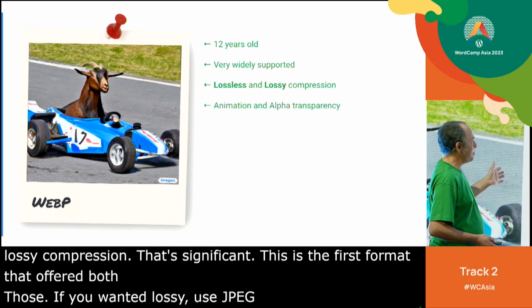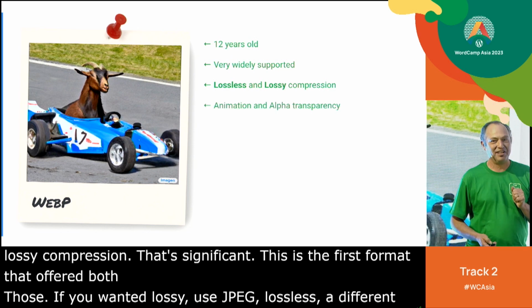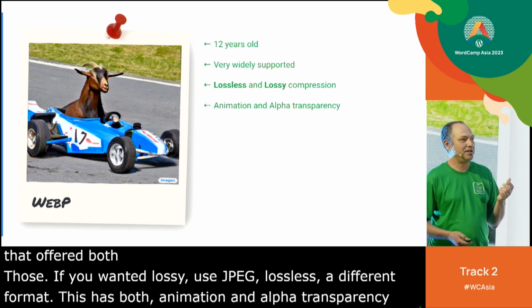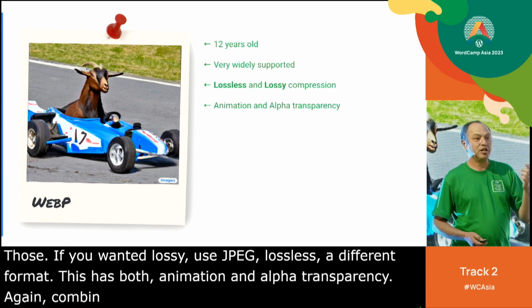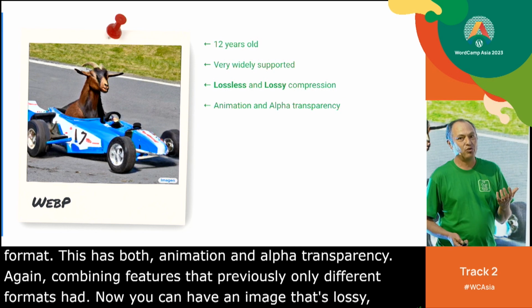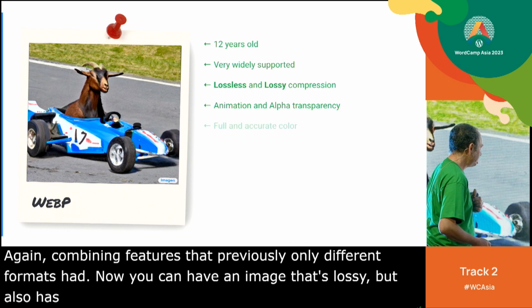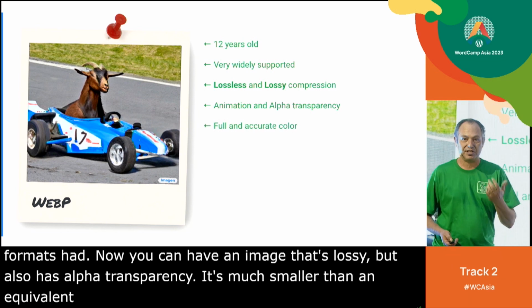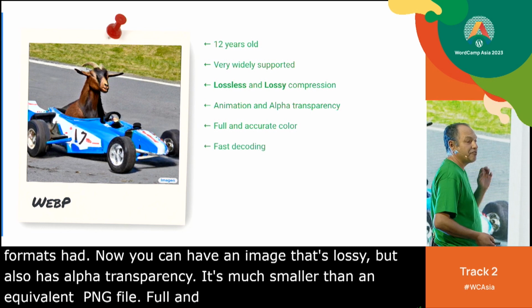It has animation and alpha transparency, again, combining features that previously only different formats had. So now you can have an image that's lossy, but also has alpha transparency. So it can be much smaller than an equivalent PNG file would be. It's got the full and accurate color of JPEGs with the color profiles and high color. And it's also fast at decoding.